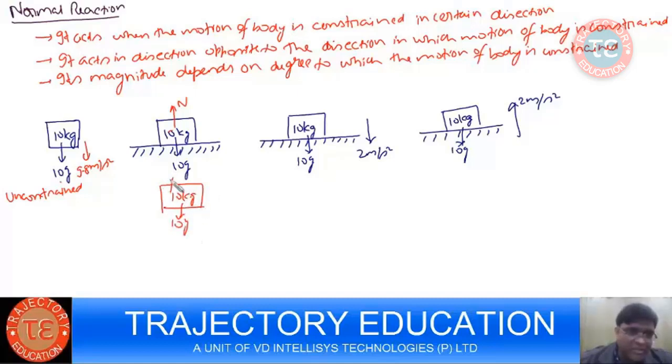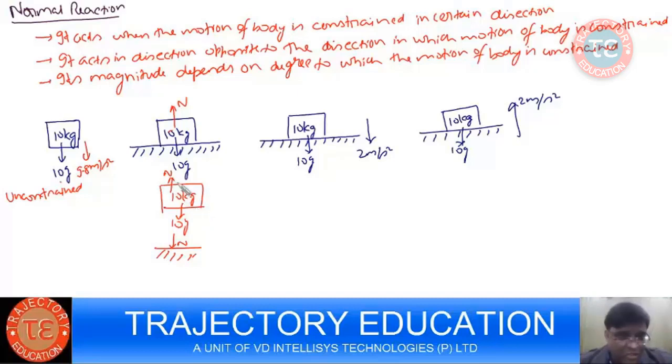It's 10G. It's a normal reaction N. And on the floor, this body is going to apply a normal reaction N. That's how things work. It's 10 kg mass, 10G force is acting. Under the effect of this force, this could have moved with 9.8 meters per second square, but it's not moving, it's at rest.